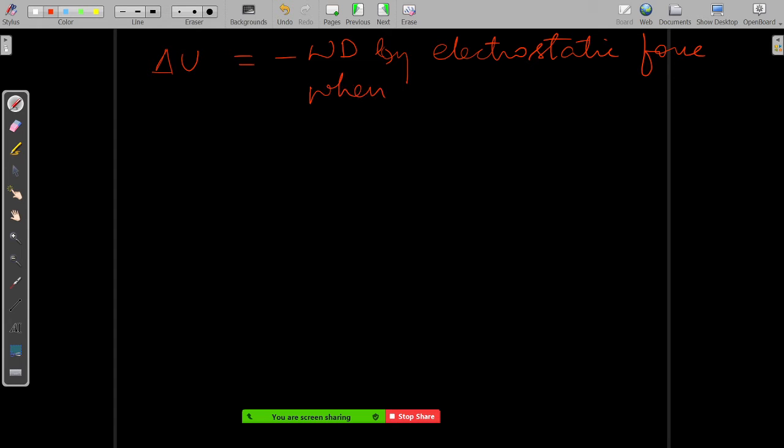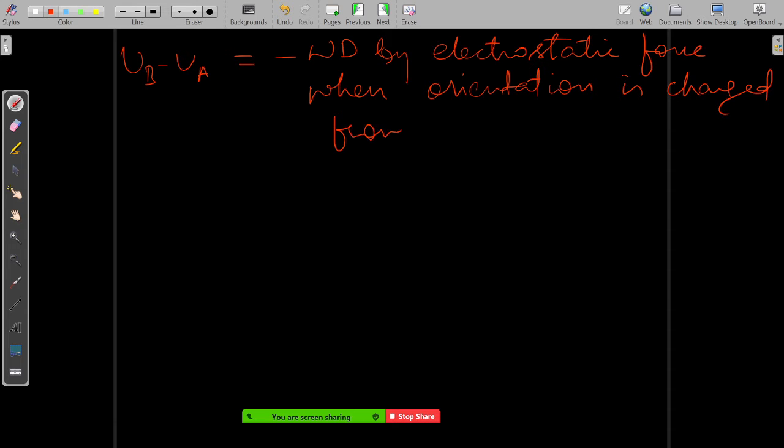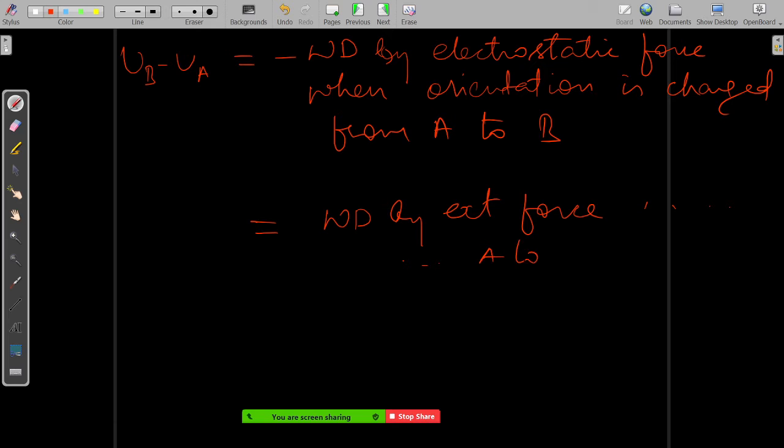So if we write it something like this, Ub minus Ua is your change in potential energy when the orientation is changed from A to B. Initially the orientation was A, now the orientation is B. This is the change in potential energy. The same thing can be written as work done by an external force when the orientation is changed from A to B.